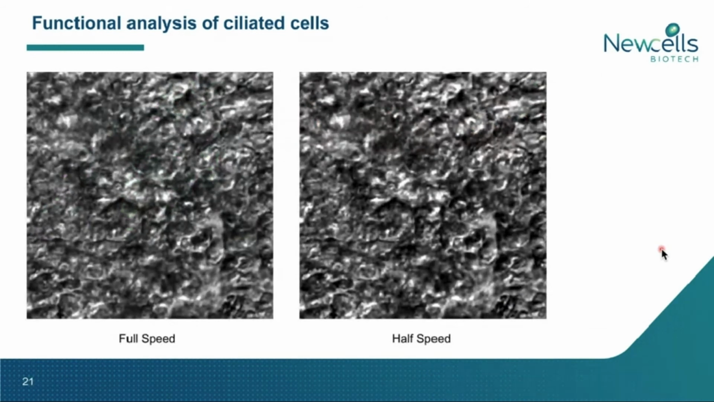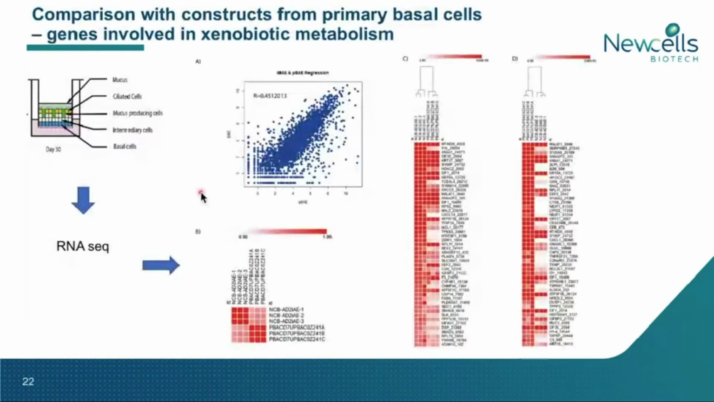If we look at a video of those, we can see the cilia beating back and forth, and also we can do that at half speed to get a greater indication of how many cilia are present. So we have a model which works for ciliation, for structure. What we need to know is how similar that is in terms of its gene expression profile, particularly for genes which are involved in xenobiotic metabolism.